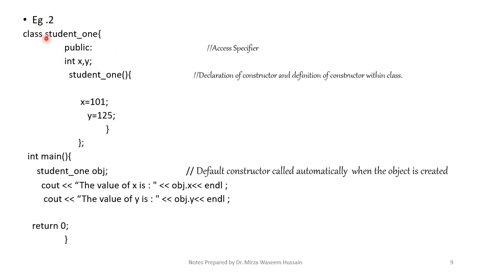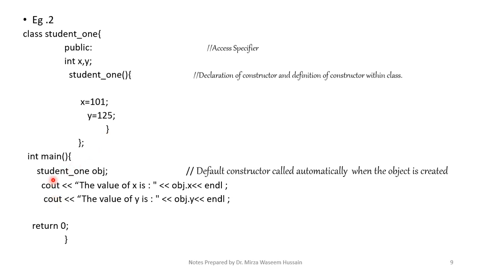Let's look at the second example. Here we have a second example, the class student1. Here we are specifying the access specifier, public, and we are declaring two variables x and y. Here we are declaring the constructor and defining it within the class, not outside the class. That is student1. We are initializing x to 101 and y to 125.